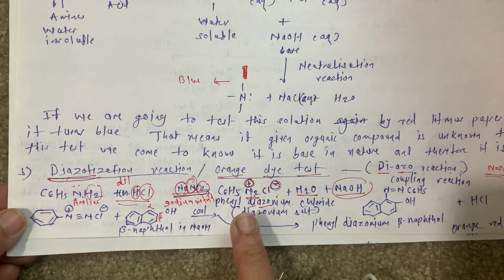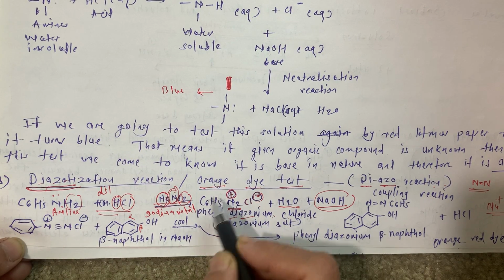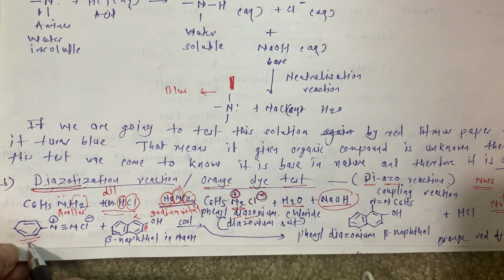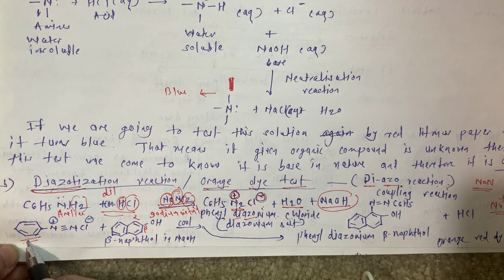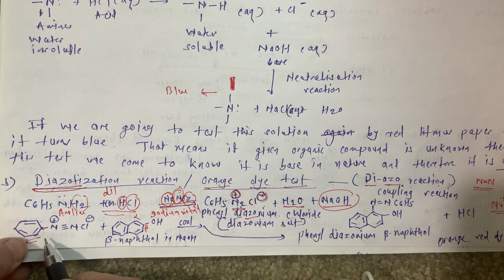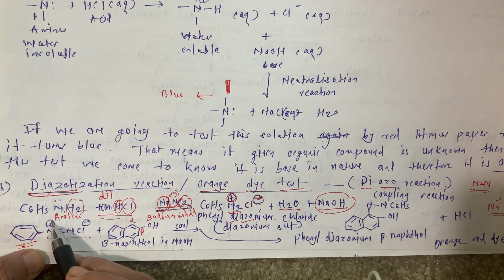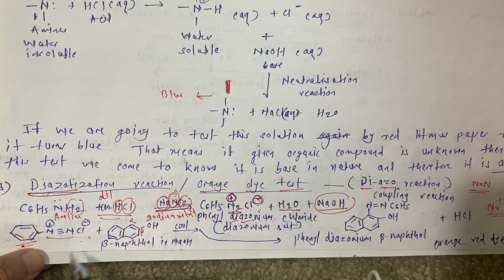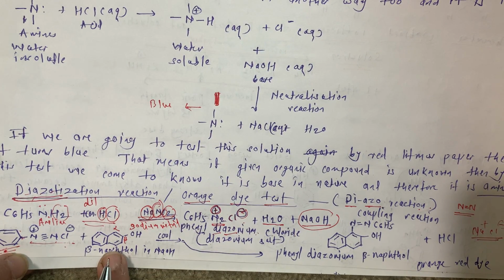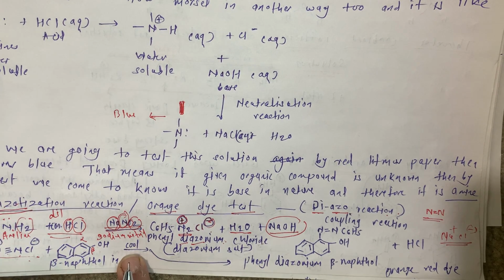Now what is going to happen? This C6H5N2Cl, now I am writing this C6H5 in the form of a benzene ring. This is the phenyl group C6H5, where one of the H is replaced by N2Cl. What is this? N plus triple bond N, Cl minus, is going to react with beta naphthol in NaOH. We have to cool this solution. And what is going to happen?